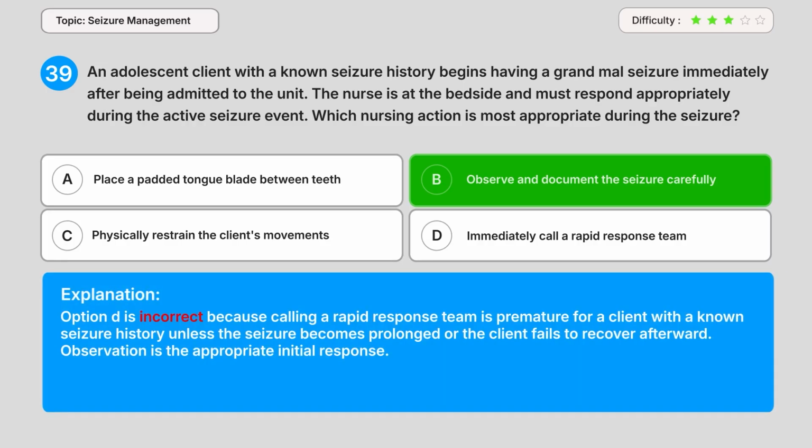Option D is incorrect because calling a rapid response team is premature for a client with a known seizure history unless the seizure becomes prolonged or the client fails to recover afterwards. Observation is the appropriate initial response.